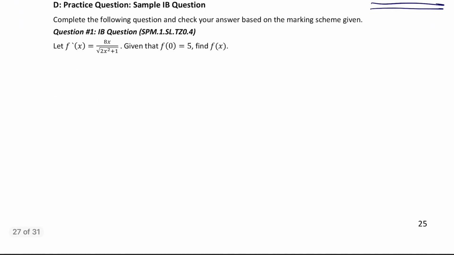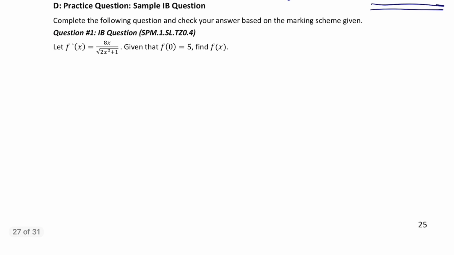Then let's try a practice IB question. This is an IB question from a specimen paper. We have f derivative equals 8x over the square root of 2x squared plus 1. And given that f of 0 is equal to 5, we need to find the original function. So we need to integrate this f prime.